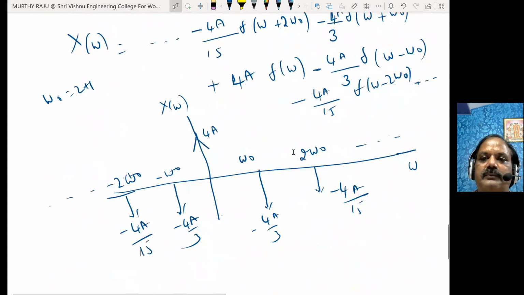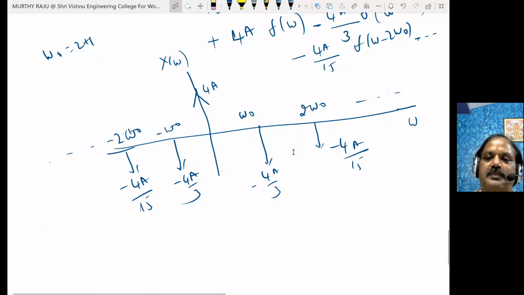This is the Fourier transform spectrum of the periodic signal. This one is omega is equal to 0. With this, the derivation is completed.